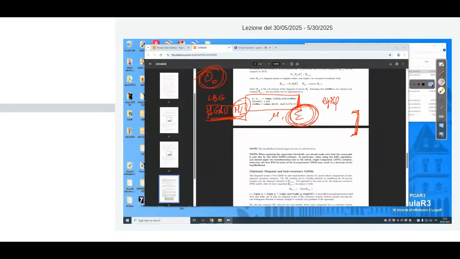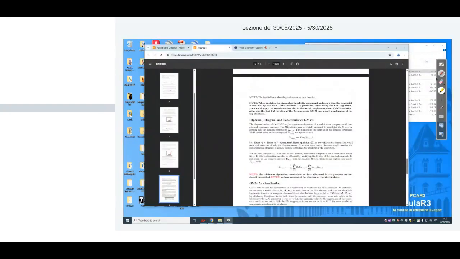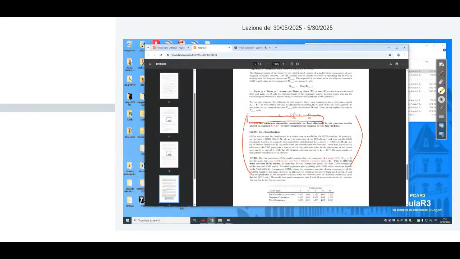Then, as I said, if you want, you have instructions on how to implement the models that have diagonal components or tied covariance components. That's, again, something fairly easy. Once you have the full EM, it's just a matter of diagonalizing your covariances or averaging them properly. But, of course, as I said, this is optional, so I will not ask this in the exam. But if you want, you can try it.